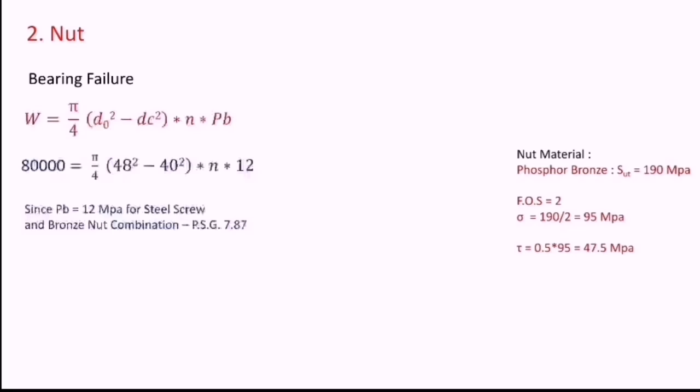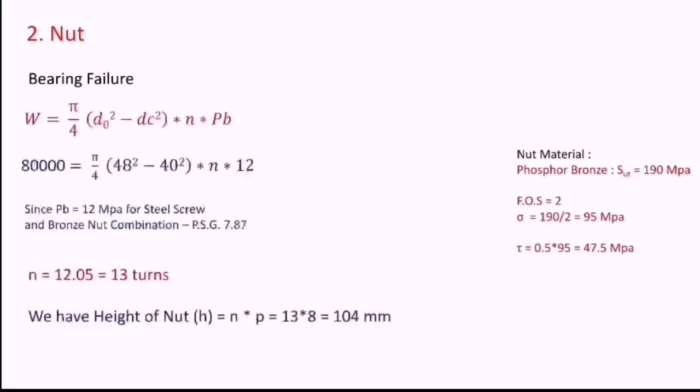On substituting the values, I will get the number of turns as 12.05, which I will approximate to 13. I have used the value of P as 12 Newton per mm square from PSG 7.87. From n we can find out the height of the nut H as n multiplied by P, which I will get as 104 mm.